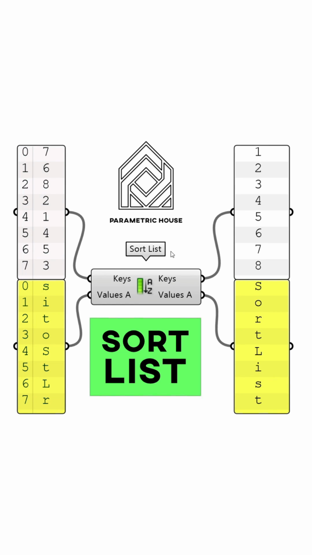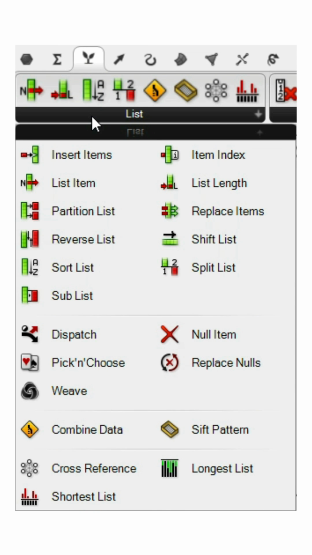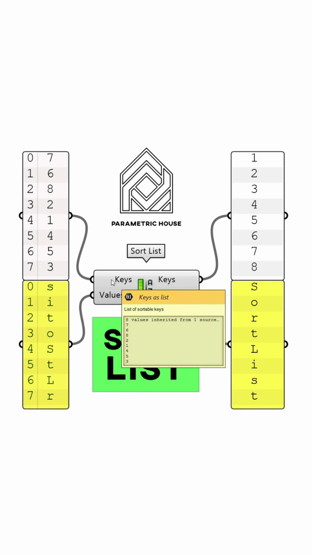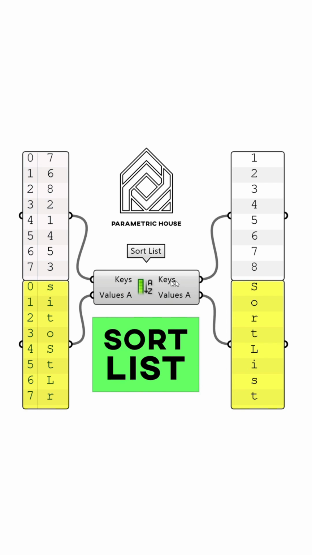How can we use the sort list component? You can find it in the sets menu, the list submenu, and here we have the sort list. The first input is the keys. You have to only give numbers because it has to sort these numbers and give it out in the keys output. As you can see, if I give these numbers to the input, it's going to sort them from 1 to 8.